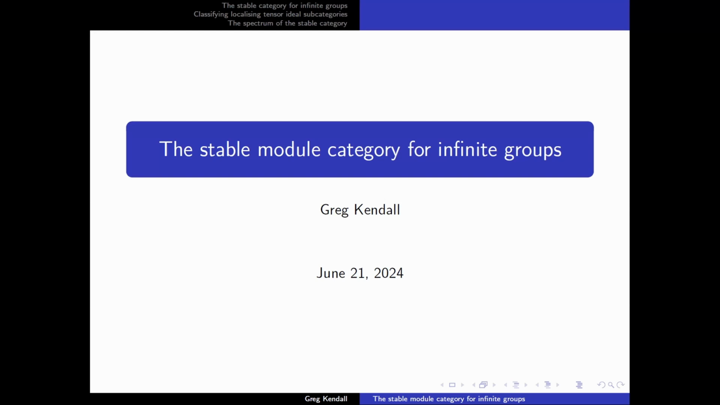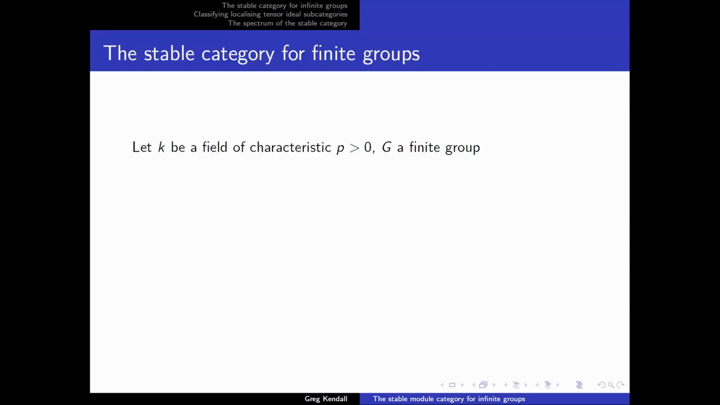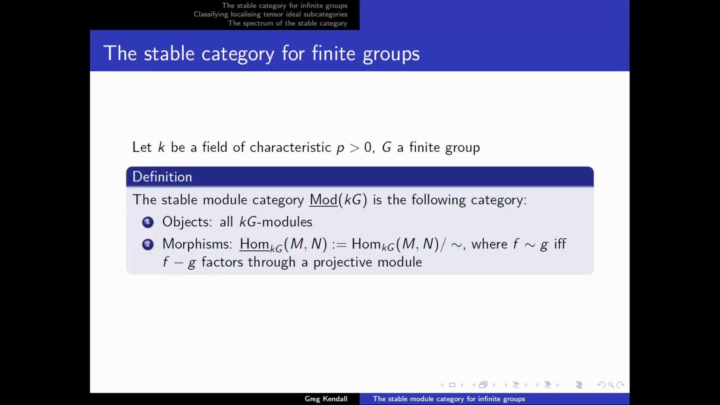So yeah, I want to talk about the stable category, specifically for infinite groups. But before I do that, I will just talk about what the stable module category is for finite groups, so how it's classically defined in case people haven't seen that before. So we take a finite group G, we take a field of characteristic p, and we want p to divide the order of the group, because it's not interesting if it's not in the modular case.